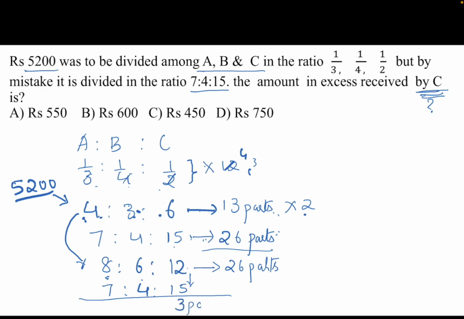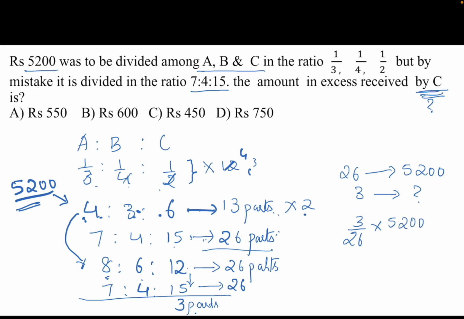So we want to know how much this 3 parts is. Now the total is how much? 26 parts and the total amount is 5200. So 26 parts is 5200, then 3 parts is how much? So 3 by 26 into 5200. So 1s are 2s are and 0 0, 3 2s are 600.